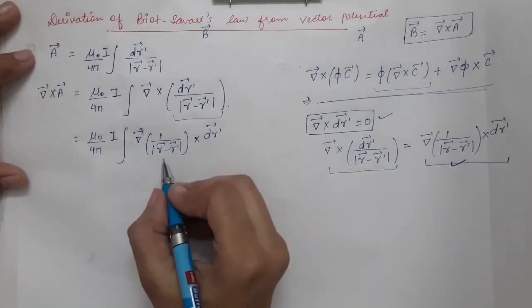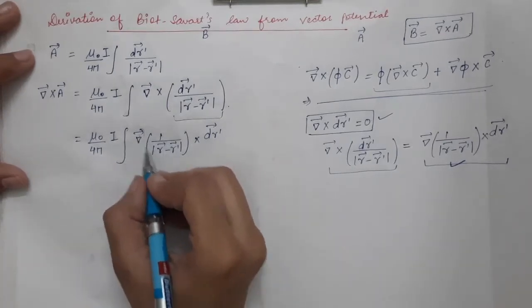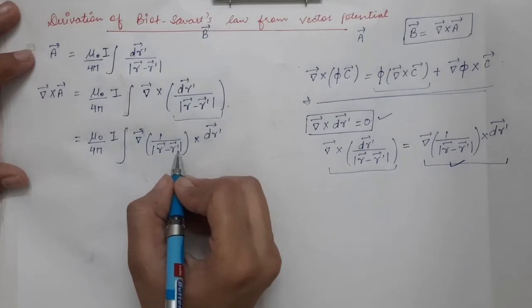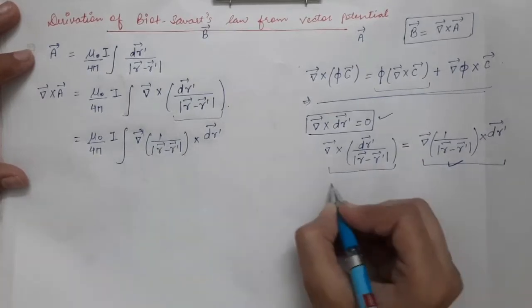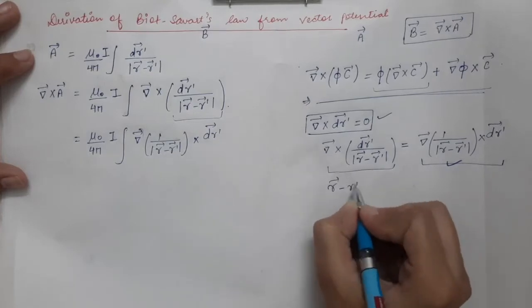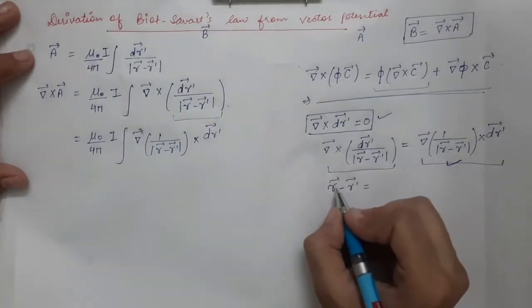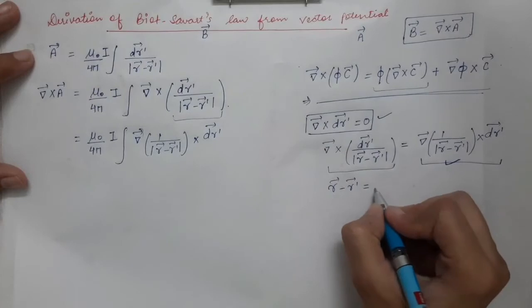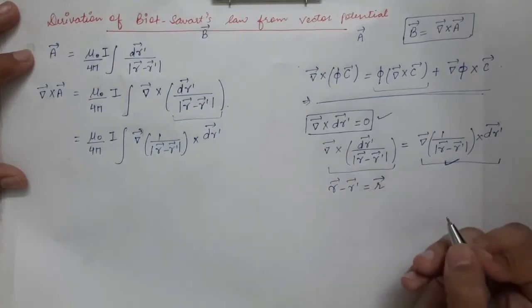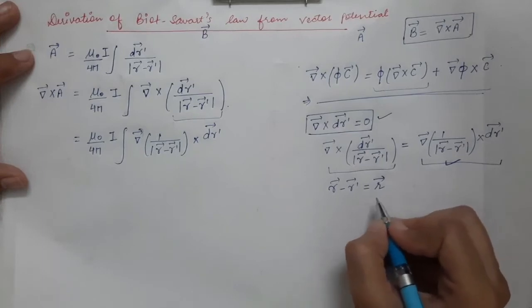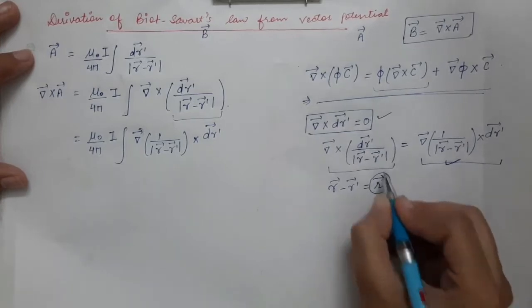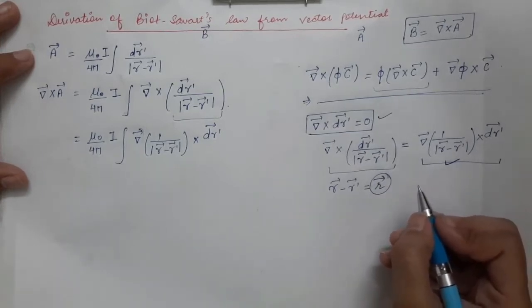Now over here you will use the formula of gradient of 1 by magnitude of r vector minus r prime vector. As we have done in the previous lectures, the r vector minus r prime vector is represented by curly r vector. So this is the vector from the line element to the observation point. So that is given by curly r vector.